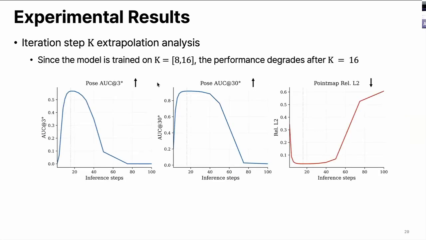And this is the experiment about the number of iteration steps. Since the model is trained with iteration step k between 8 and 16, when they test much larger k, performance gets worse instead of improving. So variable k gives flexibility, but only inside the training distribution. And I think this is a really natural result because they use learned embedding for time step condition.